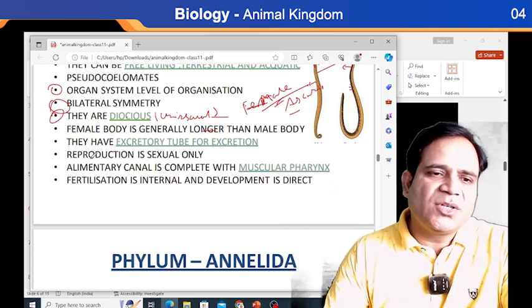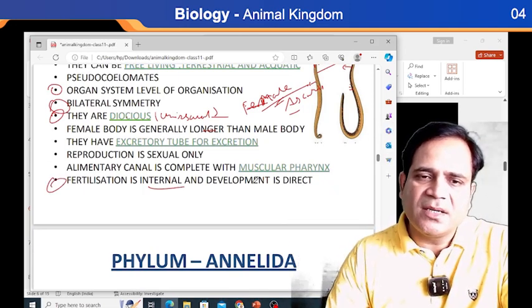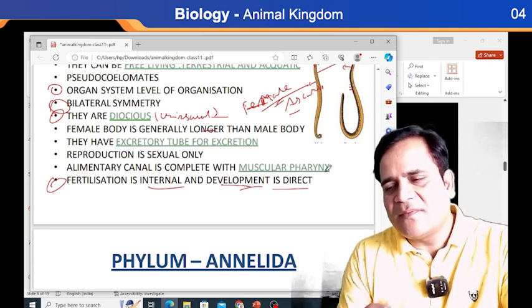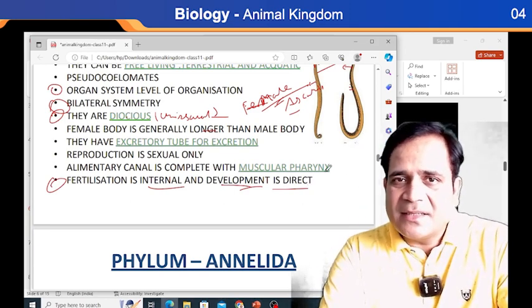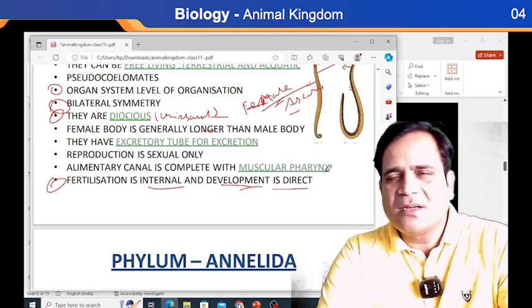Right? Fertilization is which one? Fertilization is what? Internal. And development is what? Direct. So development direct or indirect means what? Direct development means they don't come into the larva stage. They come directly into the adult.